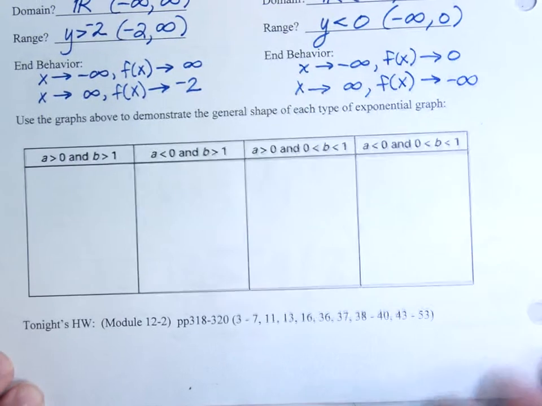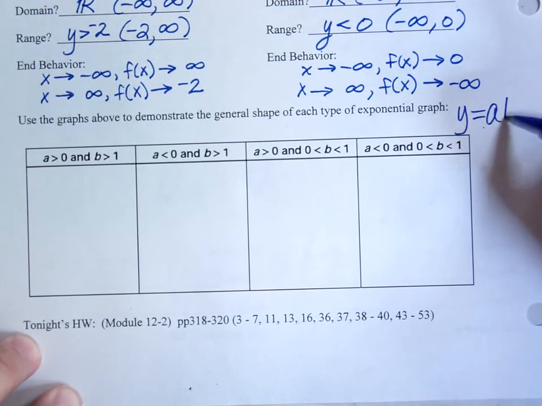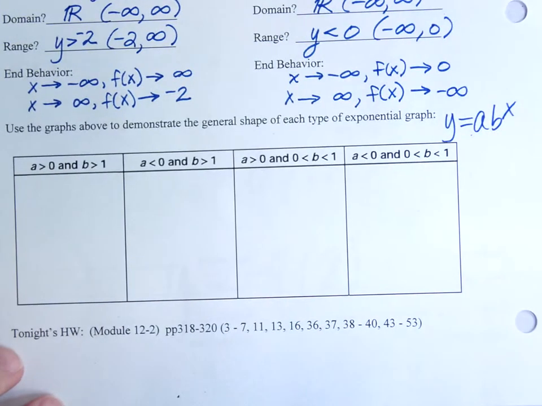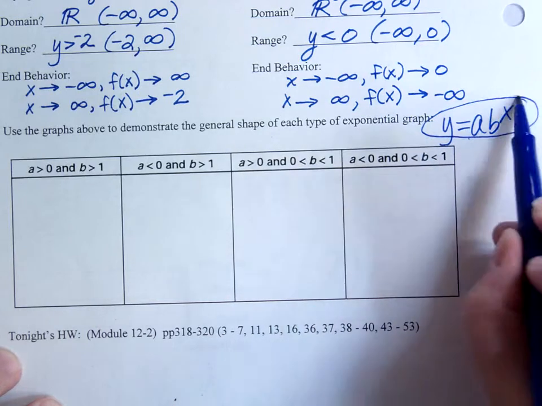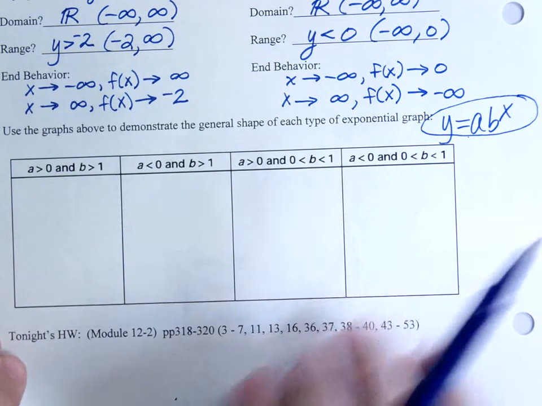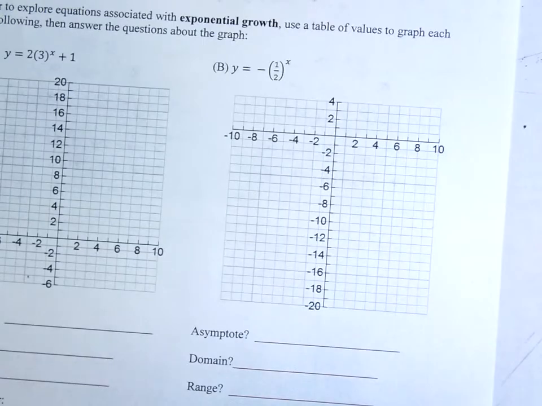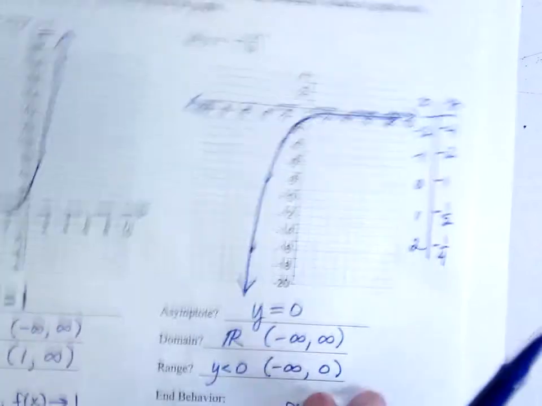This is basically just looking at the basic shapes. There are 4 ways an exponential function could look. 4 basic shapes in terms of the curve. Remember that this is the basic format. That's what these A and B's are. Since there's 4 ways they could look, you might notice that I've given you 4 graphs here. All the other ones on here.